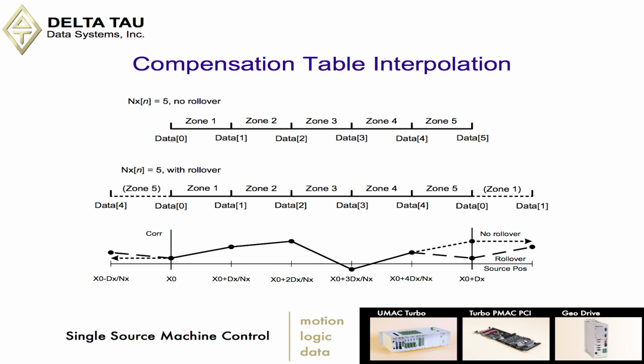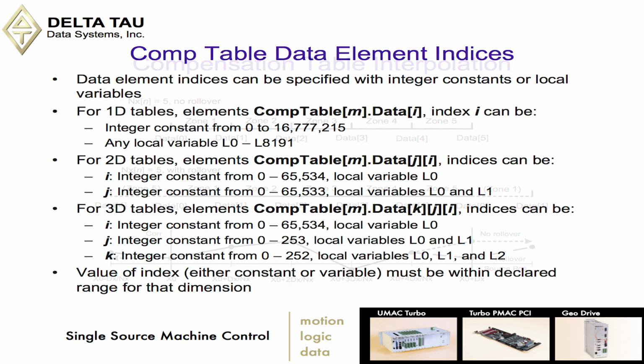Notice here with rollover now, it rolls back. Data 0 goes back to data 1. Data 0 goes back to data 4 in this direction. Just like every other structure element that takes indices, it can only be specified with integer constants or local variables, an L variable.